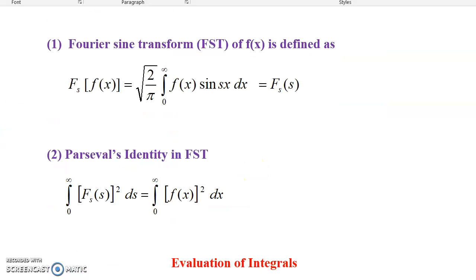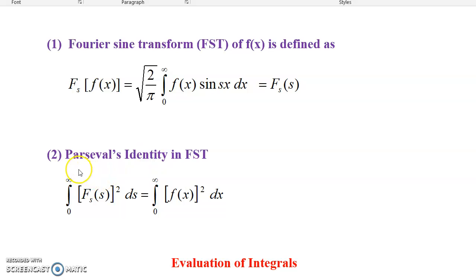So to begin with, let us see the definition of Fourier Sine Transform, which is defined as Fs for a function f of x is root of 2 by pi integral 0 to infinity f of x sine sx dx, and the final answer will be in terms of s, that is denoted as Fs of s.